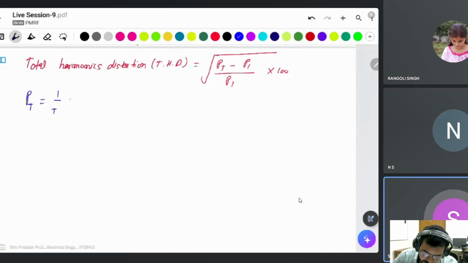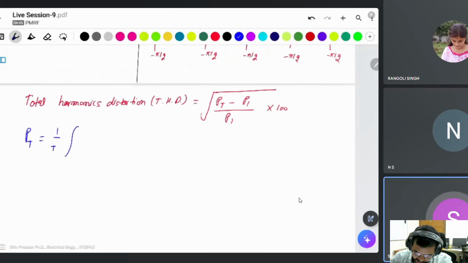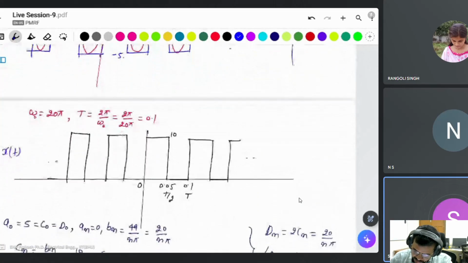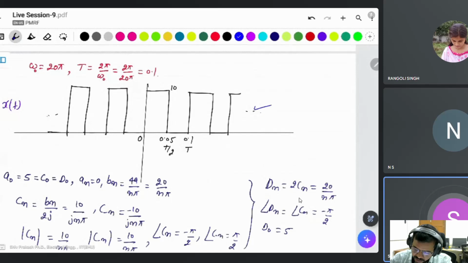One by T integration. Here it only represents the power for this one for a time period of this signal. If you want to calculate the power for this signal, you simply have to integrate over a time period. The time period is 0 to T, but the signal is present only from 0 to T by 2. From T by 2 to T it is 0, so there is no need of this part.